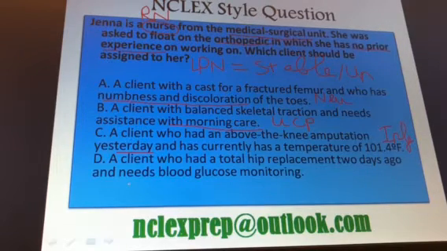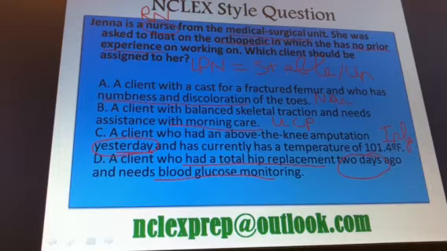Okay, with this particular answer, the patient had a total hip replacement 2 days ago and needs blood glucose monitoring, which is important and can be done by the nurse. Don't forget, in these types of questions, an RN is treated as an LPN, which means we're looking for a stable patient.